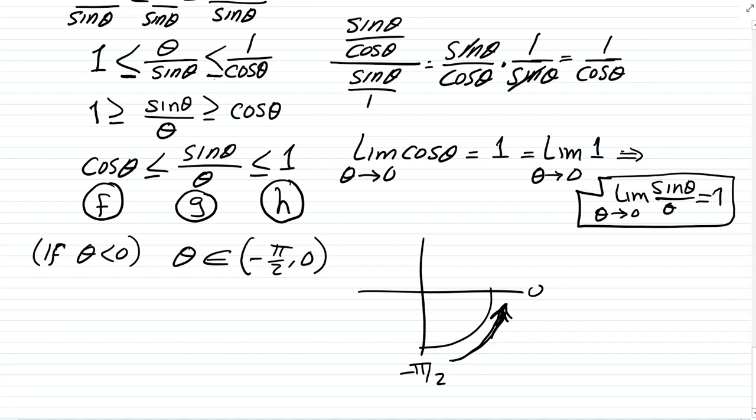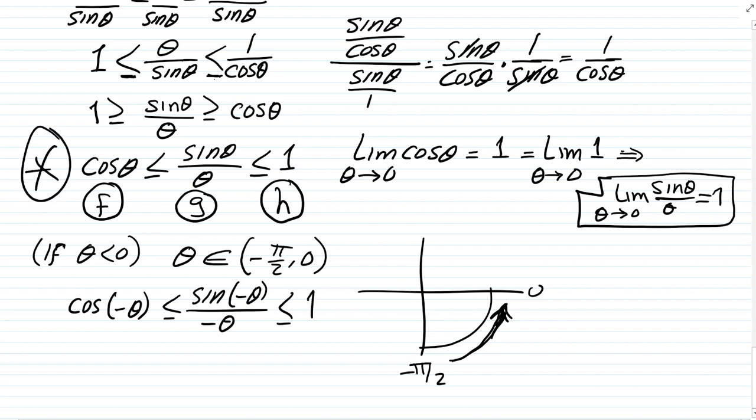Now for negative pi over 2 to 0, our expression becomes, remember, cosine negative theta is less than or equal to, instead of sine theta over theta, we have sine negative theta over negative theta, and less than or equal to 1. I'm looking at this inequality, making it work with negative theta there.